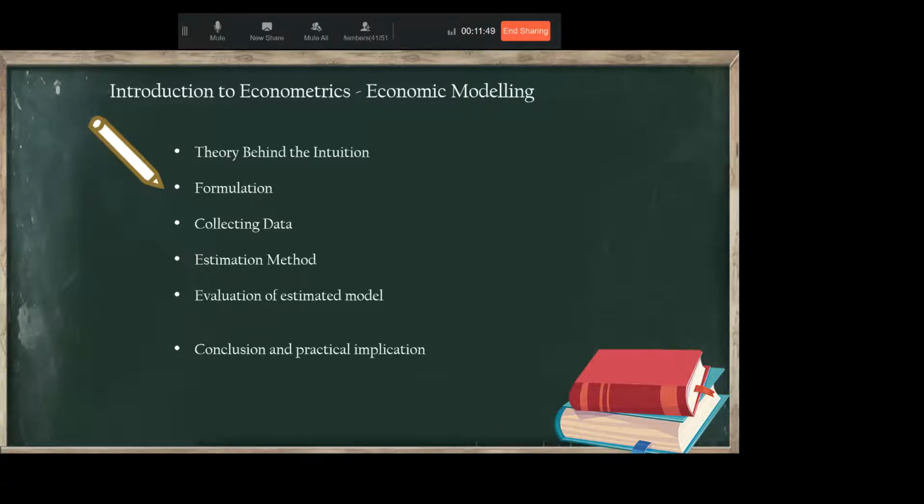So the formulation, econometric modeling means the formulation of your theory. Now, that theory is not like in air. It's not a rocket science coming from the sky. You need to develop it, right? You need to develop it based on the already existed literature and theory.